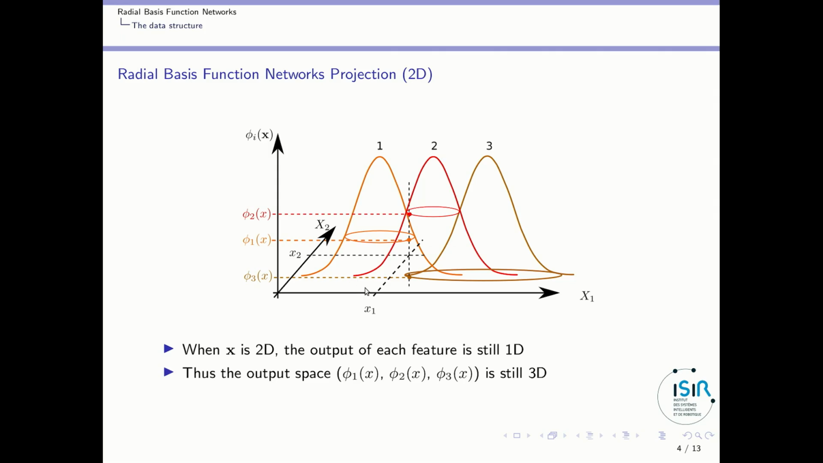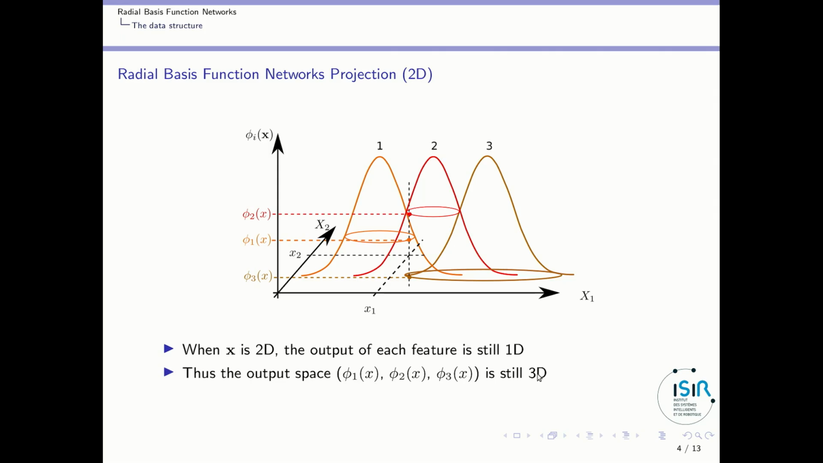But what you can see is that when x is two-dimensional, the output of each feature is still a number. That's the value of y here. So this is still 1D. For an input space which is 2D, the output space is still 3D, and whatever the dimension of x, the output space will still be 3-dimensional.